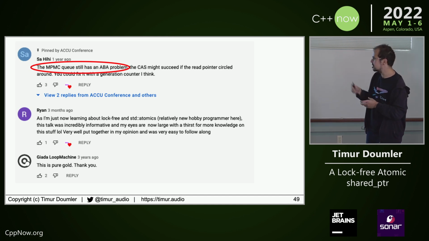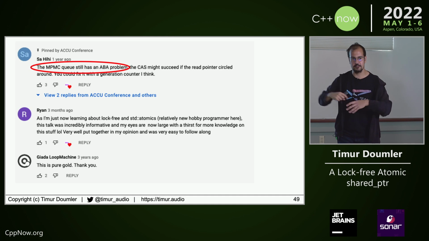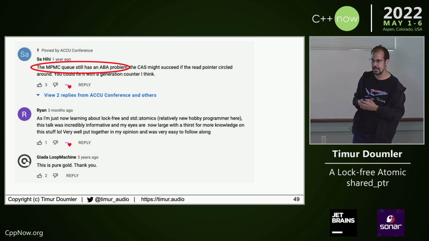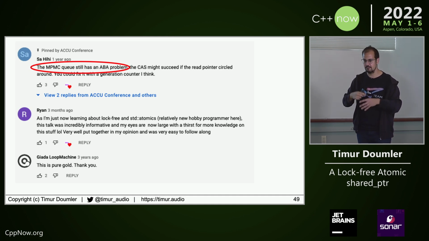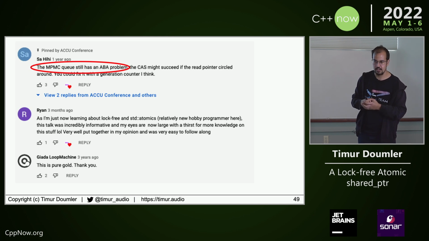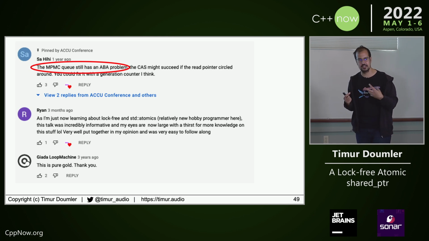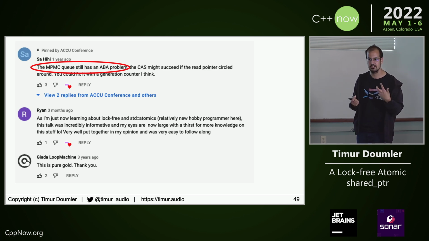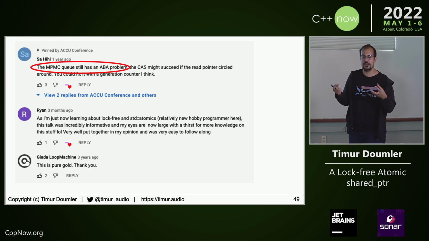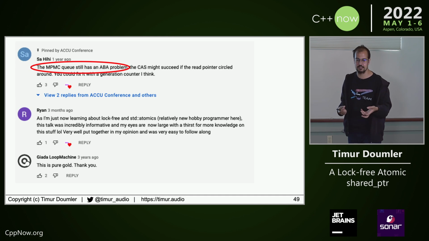people then pointed out that, well, you didn't account for the ABA problem, therefore your data structure is wrong. And unfortunately, the ABA problem is something that you can't just easily patch, right? If that's something that you haven't accounted for, then that invalidates your whole algorithm. So you have to redesign the whole thing, and it's going to be very, very complex.